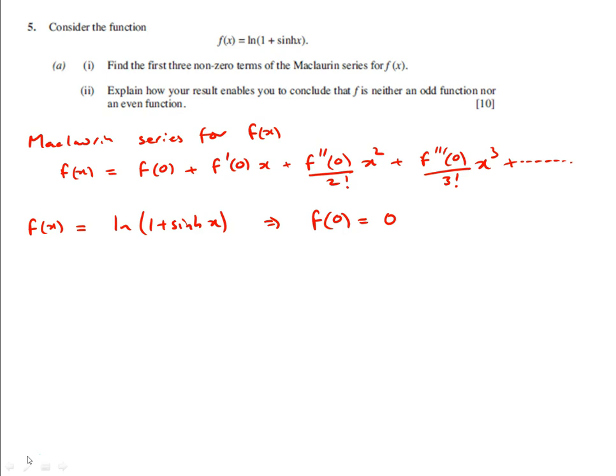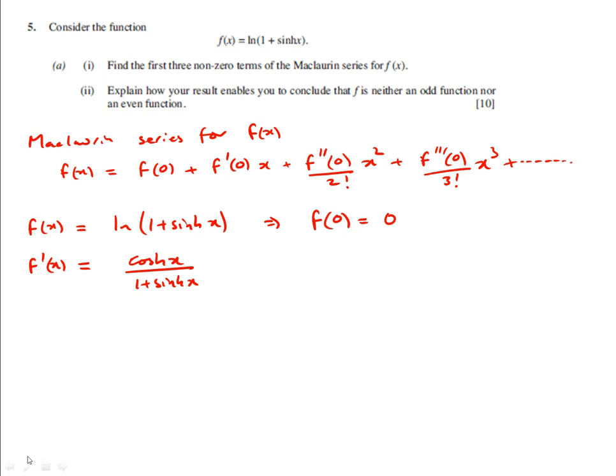To find f dash naught, we're going to have to differentiate, which is a chain rule. The derivative of 1 plus sin x is cos x. The derivative of ln of something is 1 over the something. So the chain rule is just ending up telling me that the derivative of natural logarithm of 1 plus sin x is cos x over 1 plus sin x.